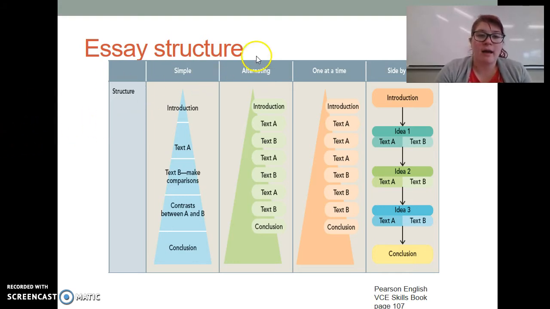So you could start with a simple structure. All of them, as you can see, have an introduction and a conclusion. It's what happens in the middle that might vary from piece to piece. So a simple essay will have one full paragraph about text A. That could be 12 Angry Men or it could be Montana 1948. It's really up to you. Then your second paragraph is particularly going to talk about the comparisons with the other text.